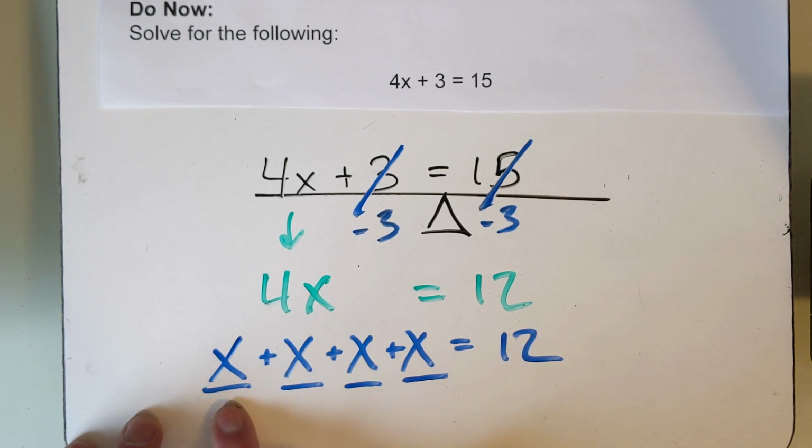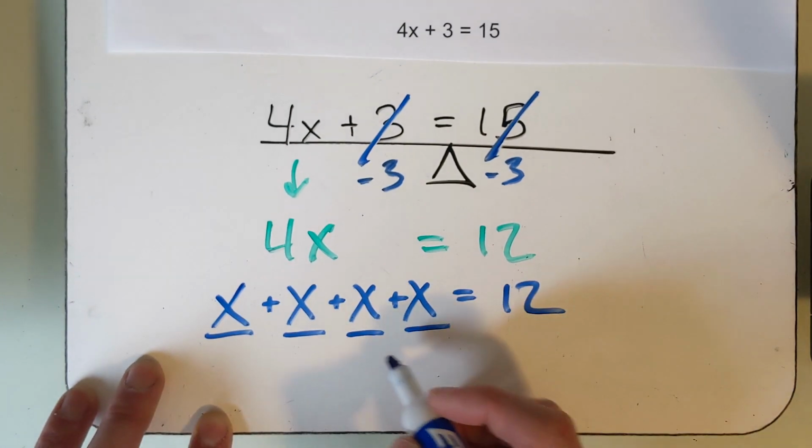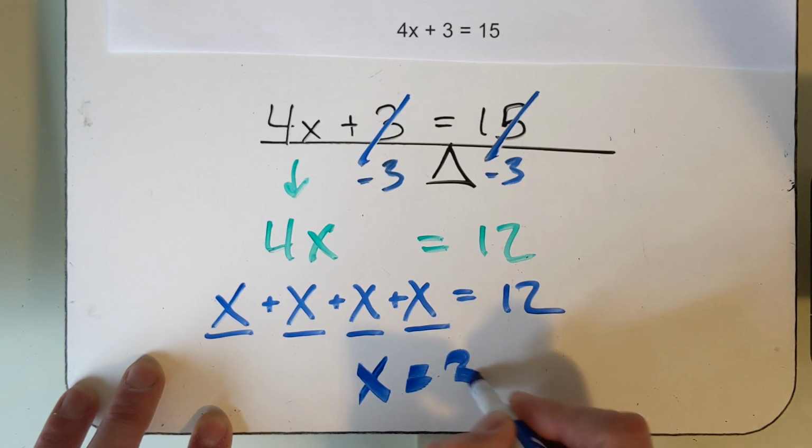If you're going to say this is a 1, they all are 1. So it'd be 1 plus 1 plus 1 plus 1. That would give us 4, not 12. Again, thinking about it as 4 times what number? Again, 4 times 3 gives us that 12. So x is equal to 3.